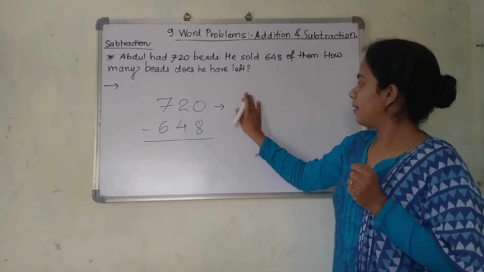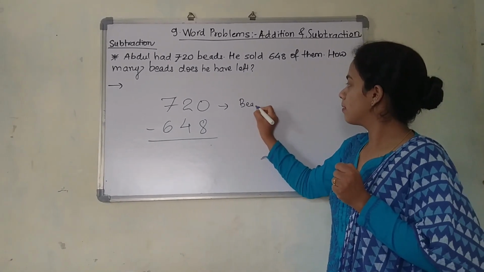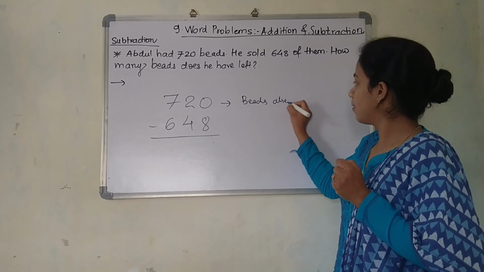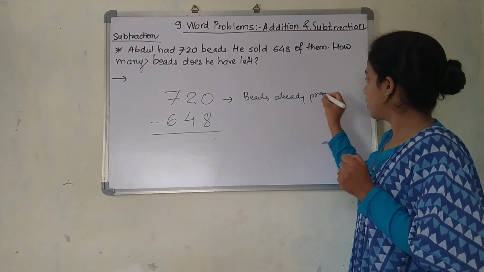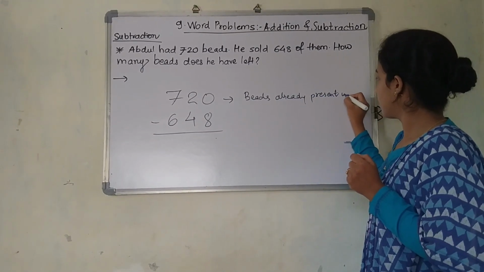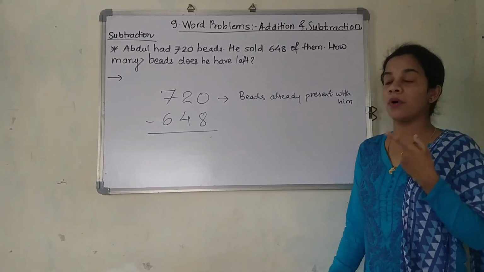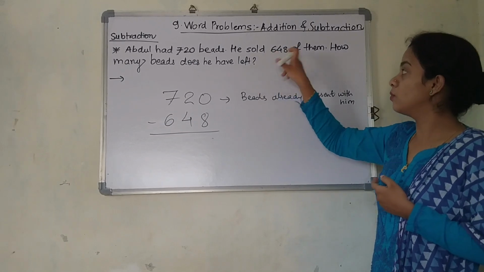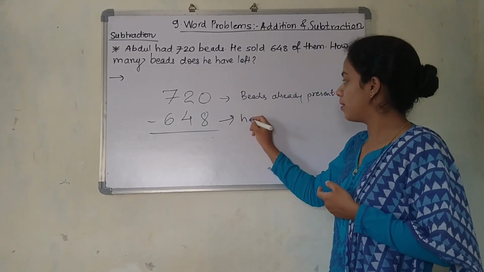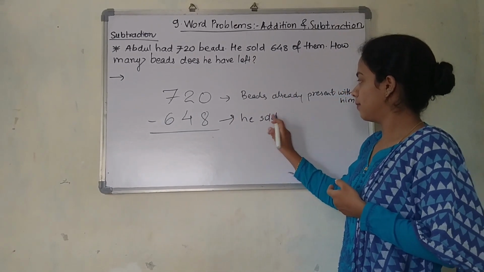Or you can also write beads already present with him. Okay, and what is 648? He sold 648. So you can clearly mention he sold.